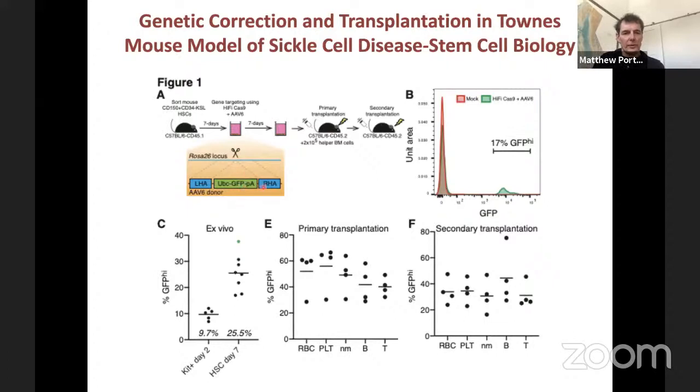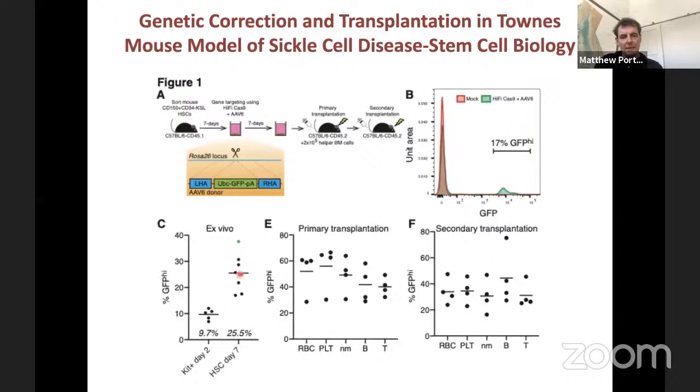And into the ROSA26 locus, he inserted an expression cassette for GFP. And what you can see is in the laboratory, he gets between 17 and 30% GFP positive cells in mouse HSCs. Now, we get much higher frequencies in human HSCs, but this is because we've optimized the process in human cells and have not optimized in mouse cells. Yet, nonetheless, we get reasonable amounts of targeted integration in mouse HSCs.